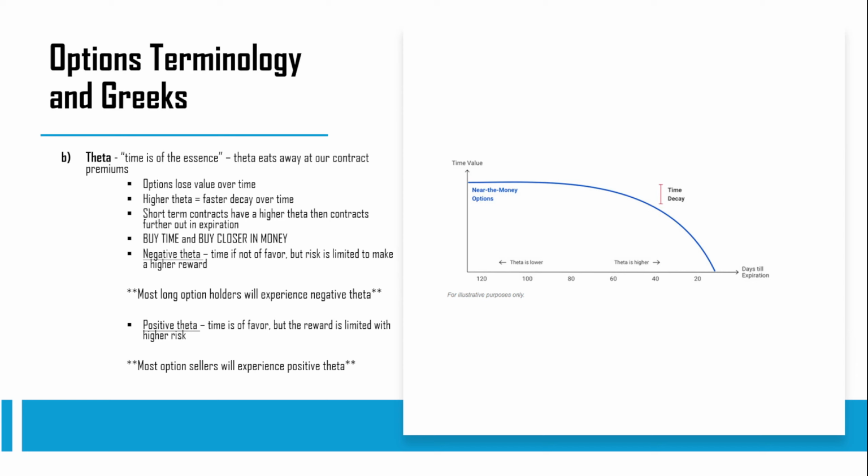That chart just shows you that when you're near the money, theta is lower. Like I said, out of the money, where you make the most money, always has some downside. So if you're going to buy out of the money, buy with time. Don't buy short-term expirations, because theta is going to kill it.